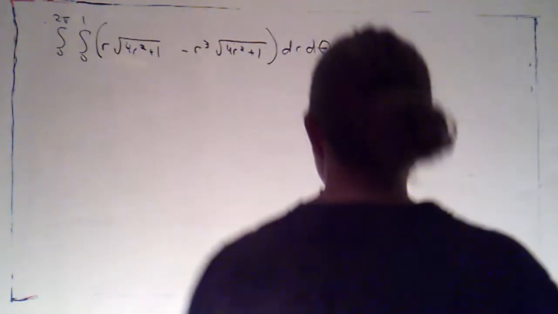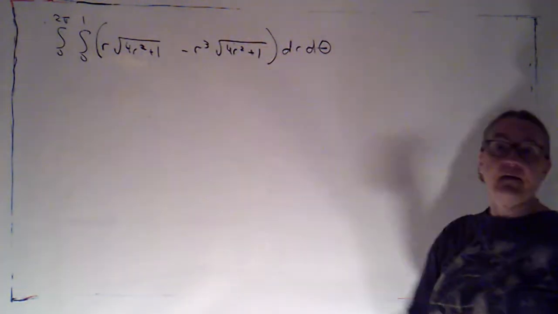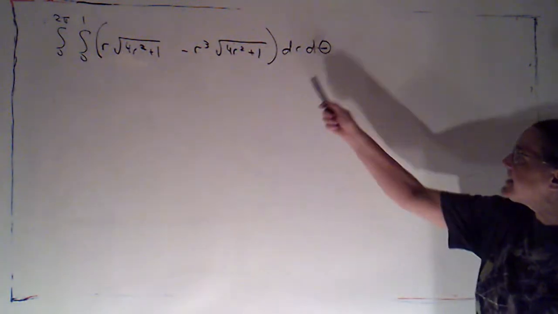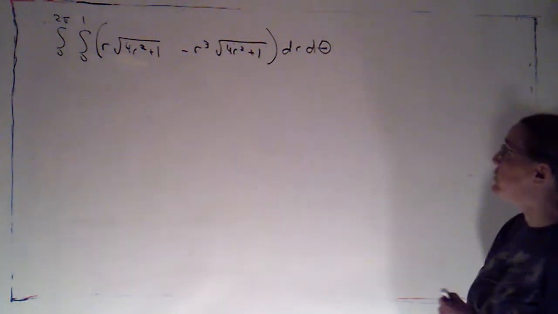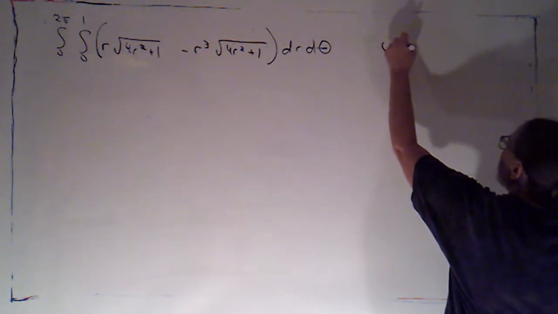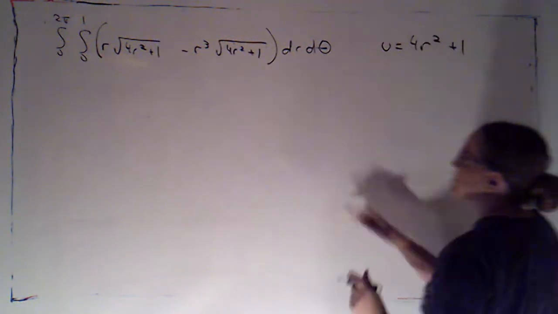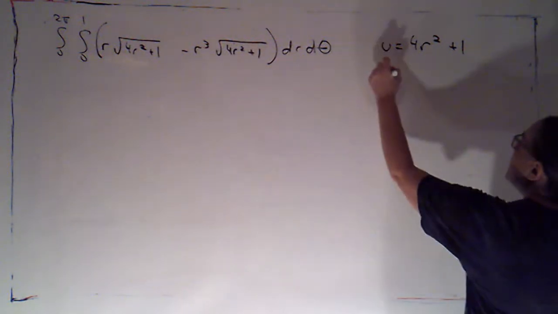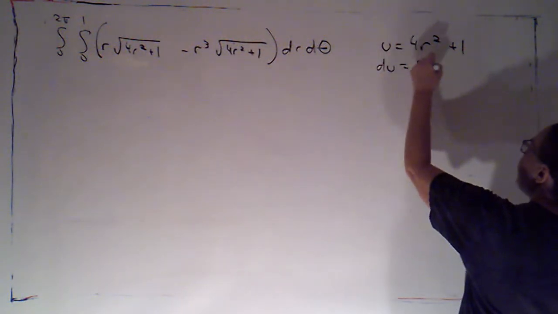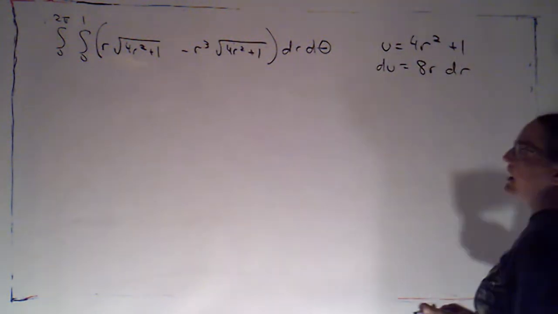Okay, I just recopied the integral we were at when we had left off. I had said I was going to do this whole thing using a u sub. It looks like we're going to want u to be 4r squared plus 1, this quantity under the radical, which means that du will be 8r dr.